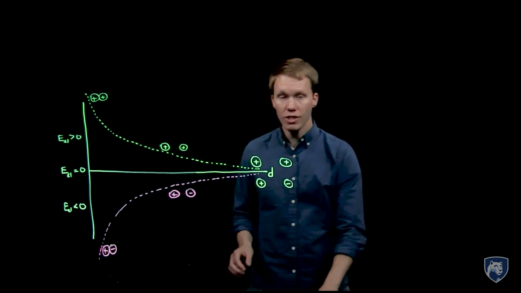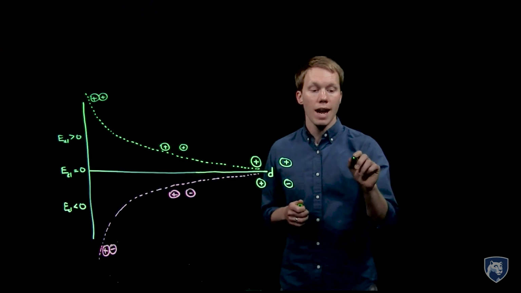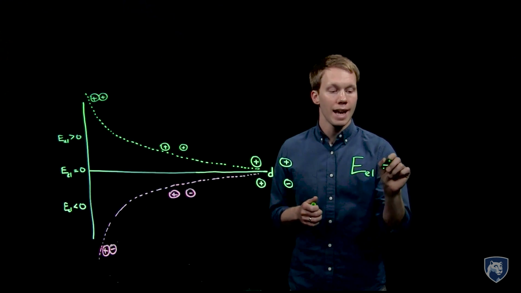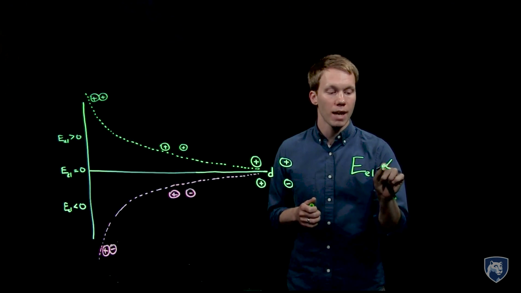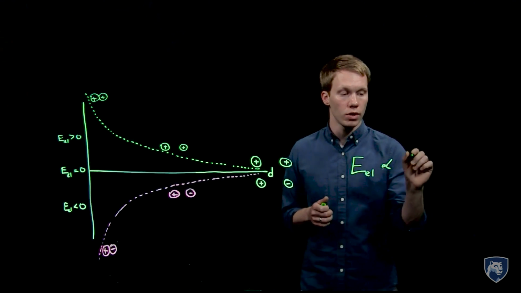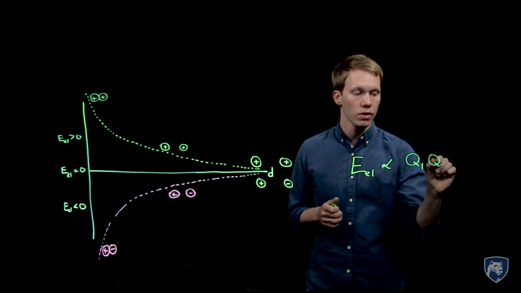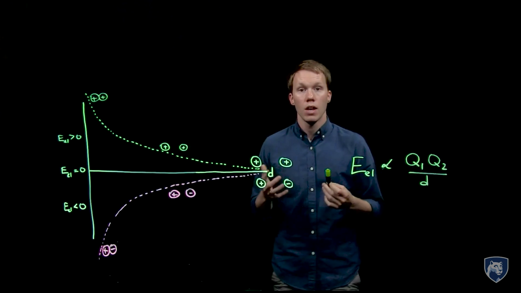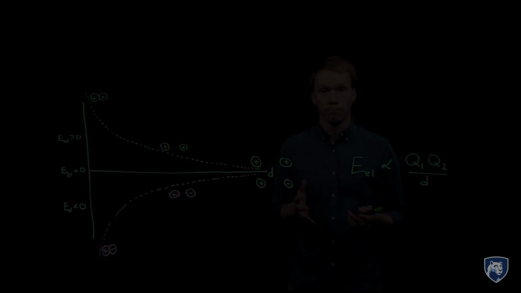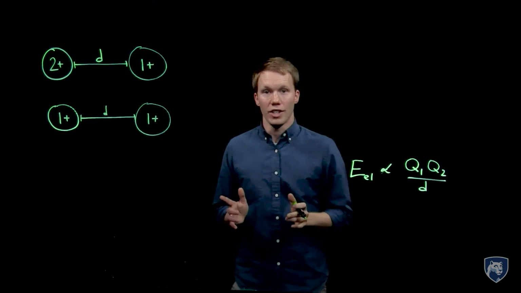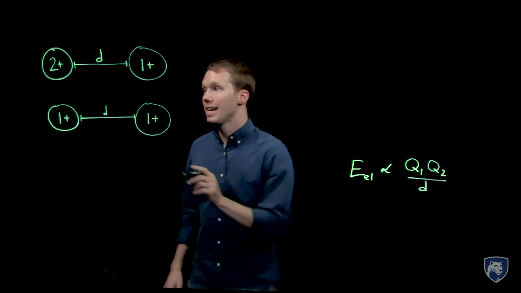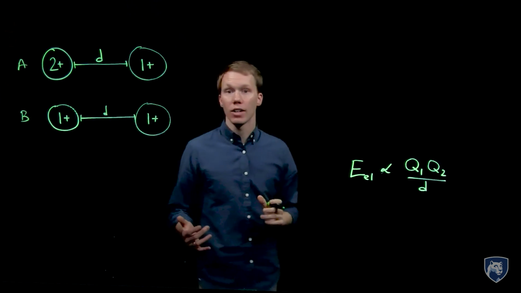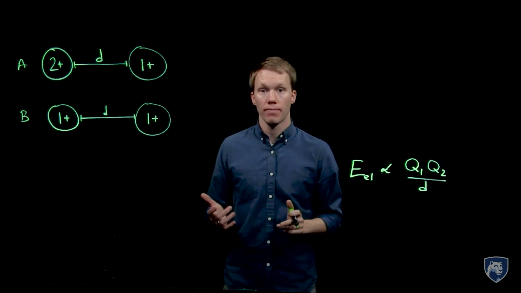And this relationship is actually derived from Coulomb's law. So from Coulomb's law, we can say that the electrostatic potential energy is proportional to the charge of the particles and the distance that they are separated by. Let's look at a few different scenarios. Let's say we have A and B here. Which will be at the higher electrostatic potential energy?